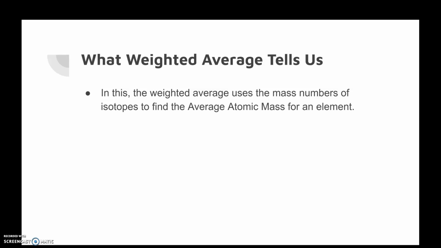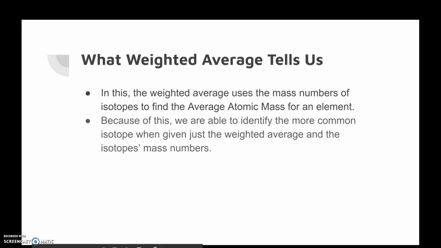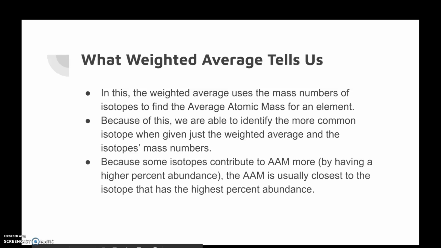In this, the weighted average uses the mass numbers of isotopes to find the average atomic mass for an element. Because of this, we are able to identify the more common isotope when given just the weighted average and the isotope's mass numbers. Because some isotopes contribute to the AAM more by having a higher percent abundance, the AAM is usually closest to the isotope that has the highest percent abundance.